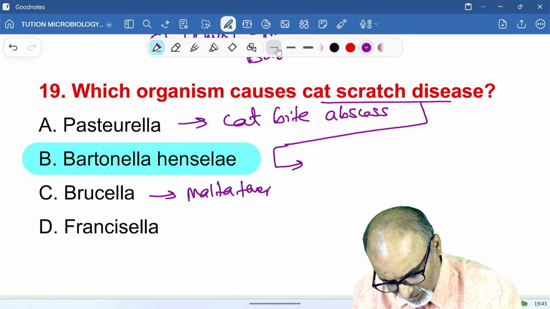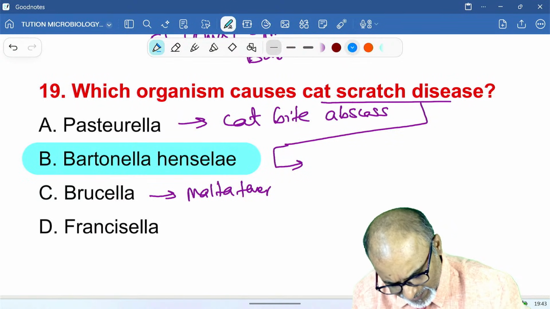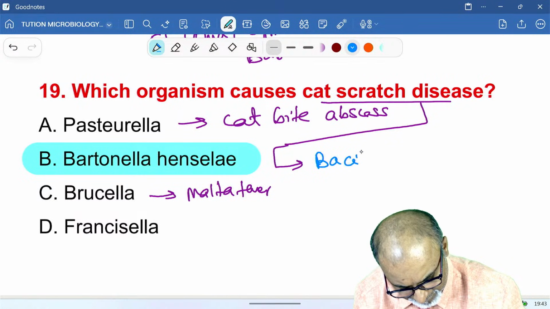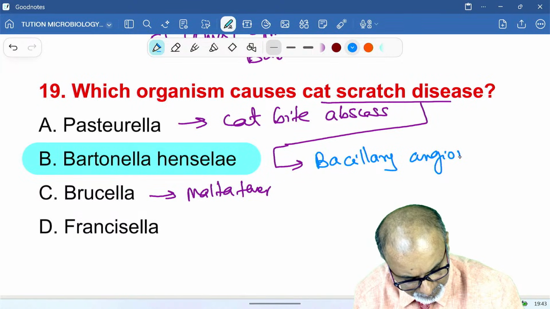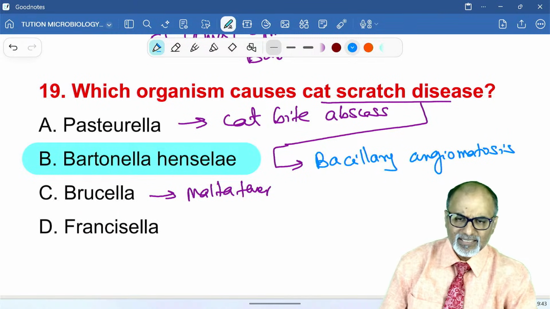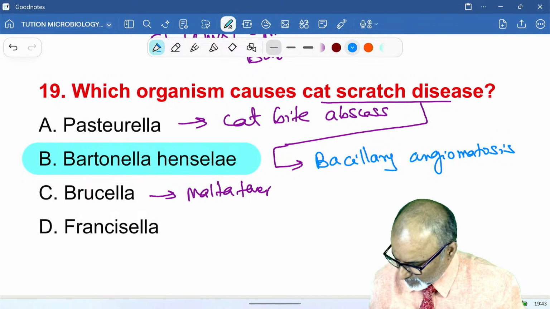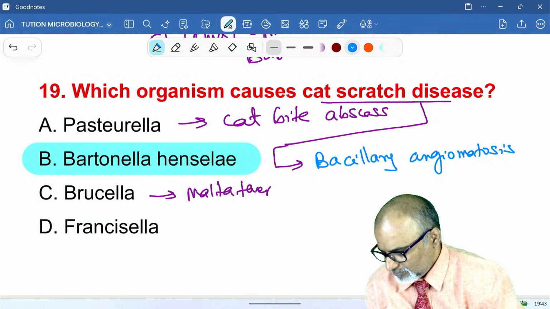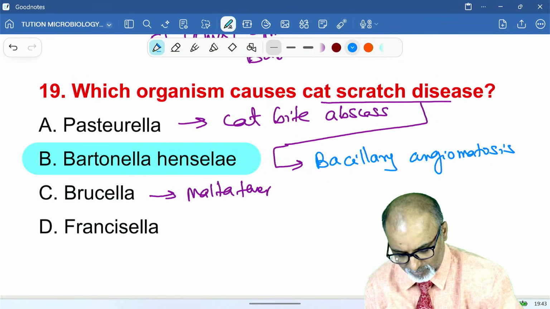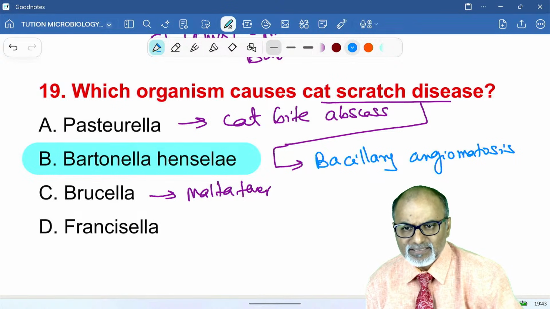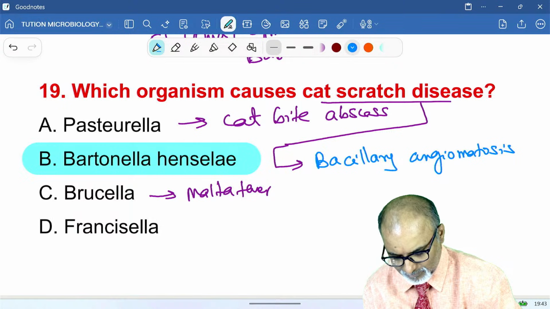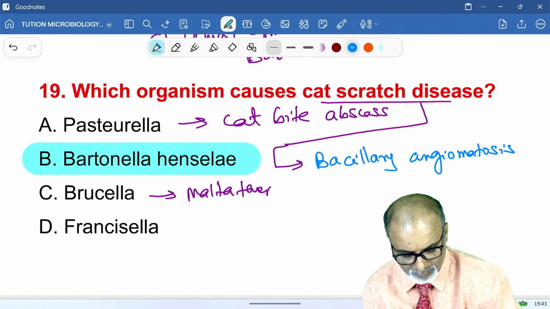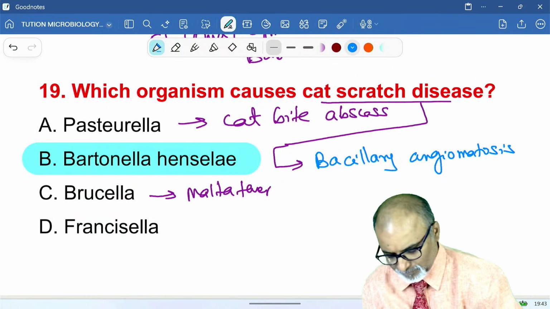Another one is, it also causes bacillary angiomatosis. Bacillary angiomatosis. Got it?